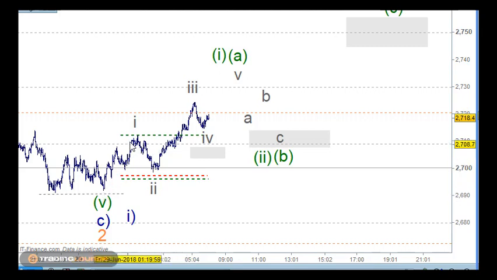But the little move up here can be counted as an ABC correction, and that's corrective at this particular point. We won't know if we get 5 waves here until we get those 5 waves. But if we get those 5 waves, then you get the ABC, and then we can move from that point. Sorry to ramble on so much.